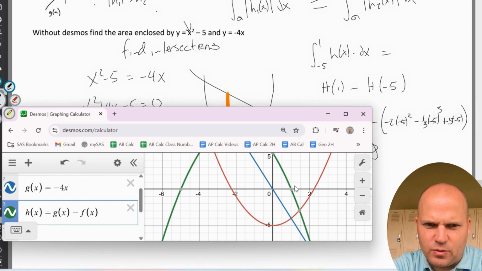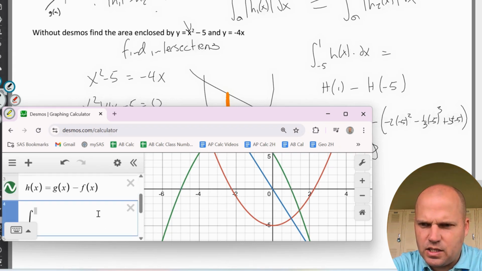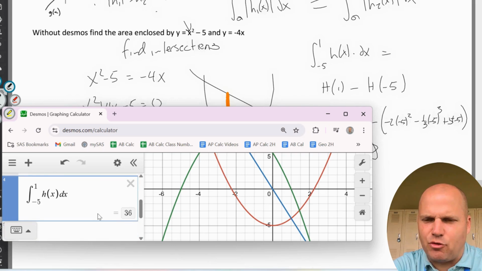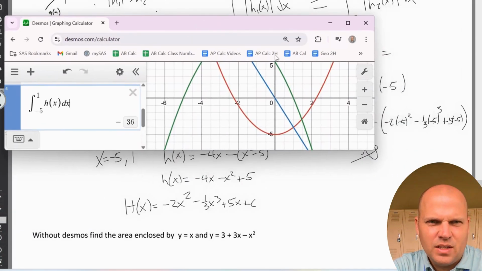Now we got those positive heights. We have a 0 height here at the intersection, and a 0 height here at the intersection at 5. We would like to accumulate from negative 5 to 1 h of x times the width dx, and I get 36. Are you kidding me? That's a joke, right? Let's see.